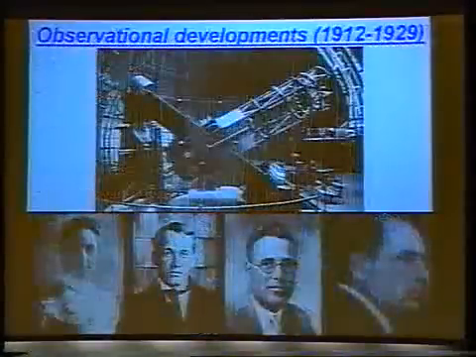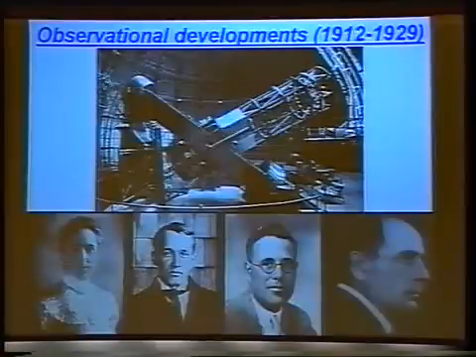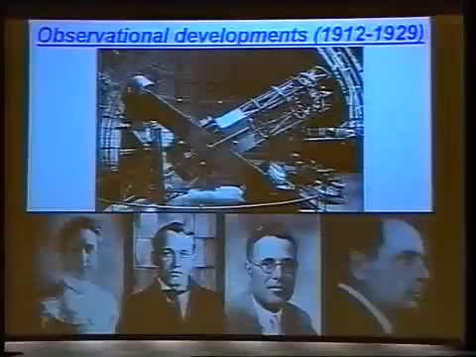Along with the theoretical developments, there were observational developments in the period of 1912 to 1929. The observational developments were really the result of the investment by a large number of organizations in the U.S. for the first generation of very large telescopes. This is a picture of the Hooker telescope on Mount Wilson, the 100-inch or 2.5-meter telescope that Hubble used to discover that the galaxies that we see are external to our own galaxy.